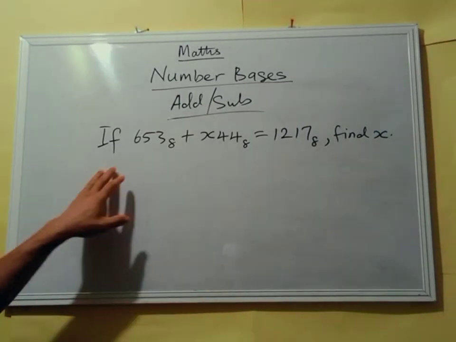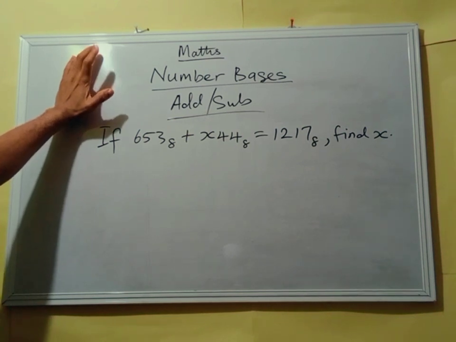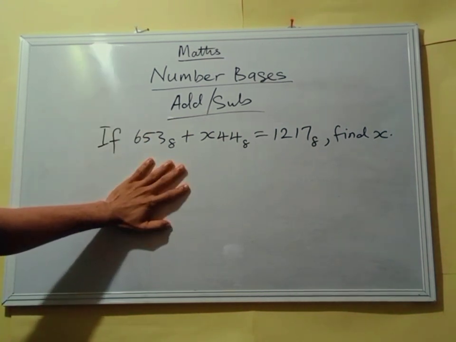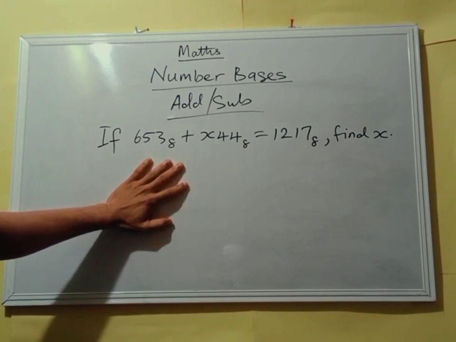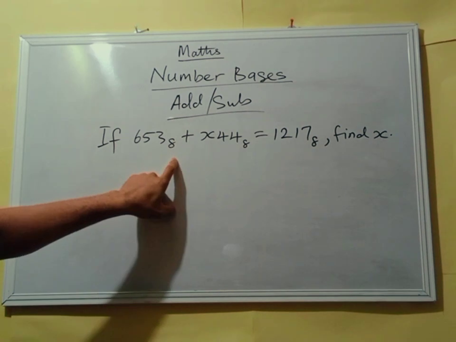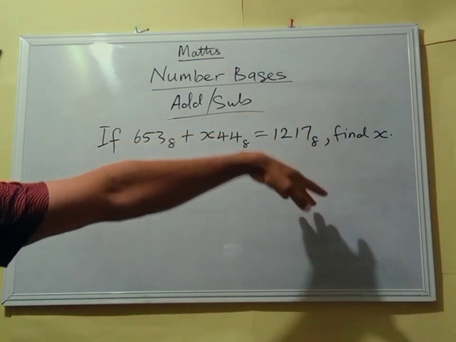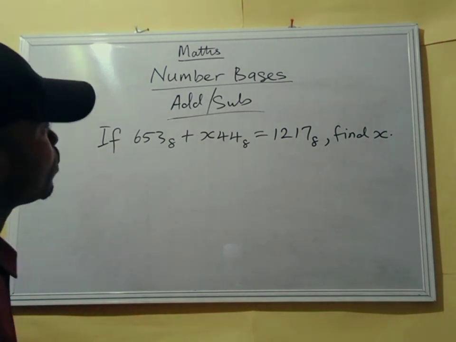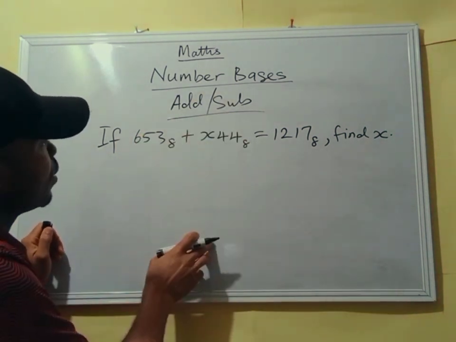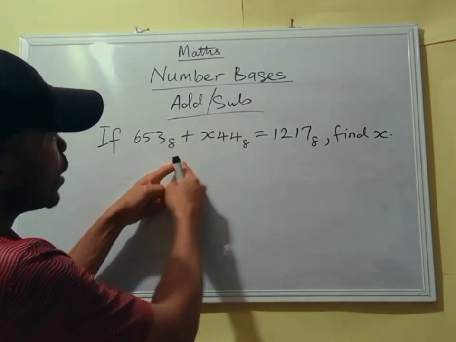Okay, let's look at this random question, still on number bases. I decided we should solve something like this because I consider it a little more complex than the ones we have solved. So we are given: if 653 base 8 plus x44 base 8 equals 1217 base 8, find x. Alright, so quickly I would like us to look at this. We understand that these two are added to have this.